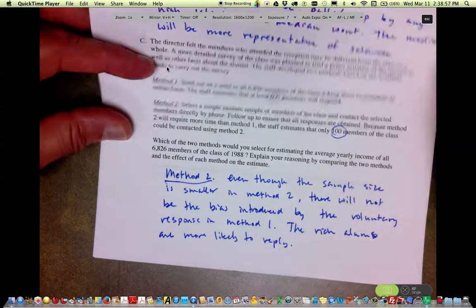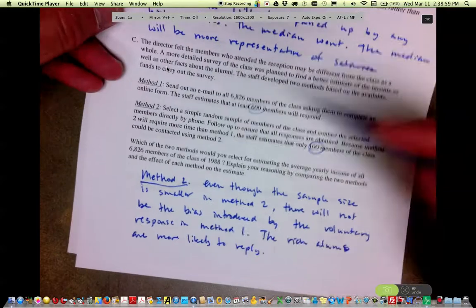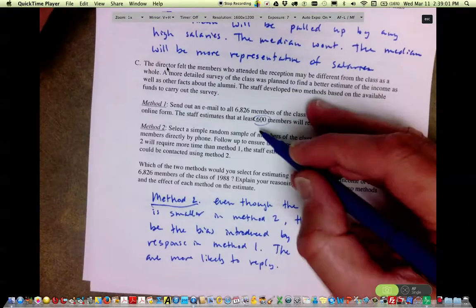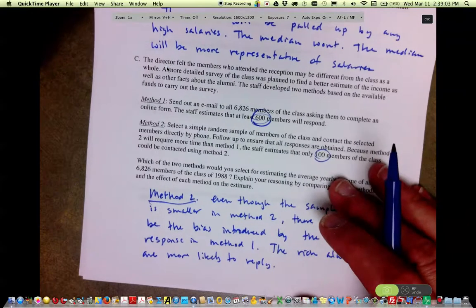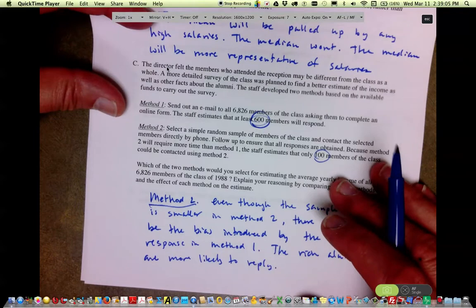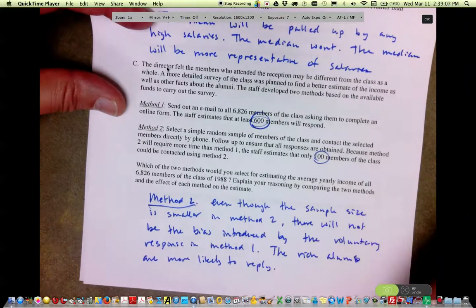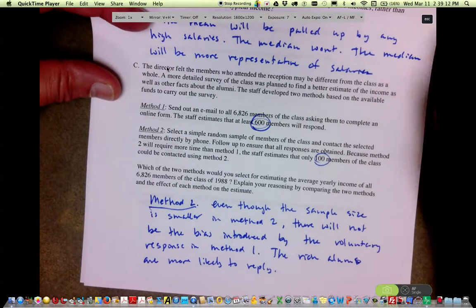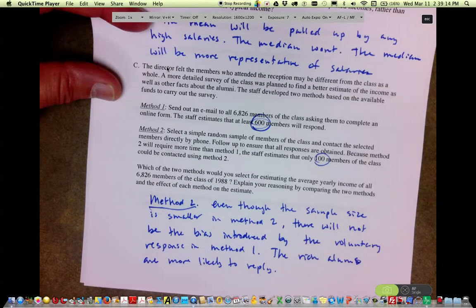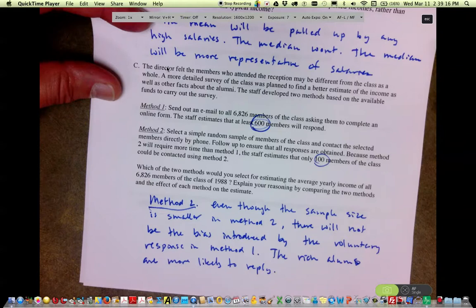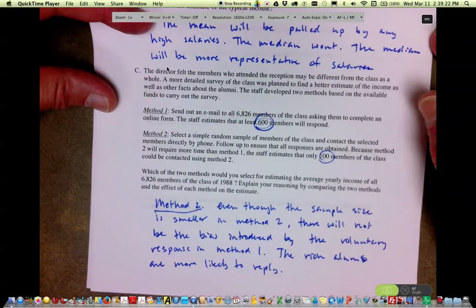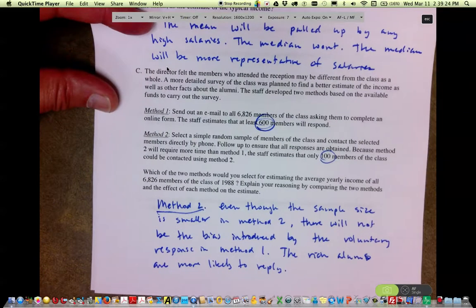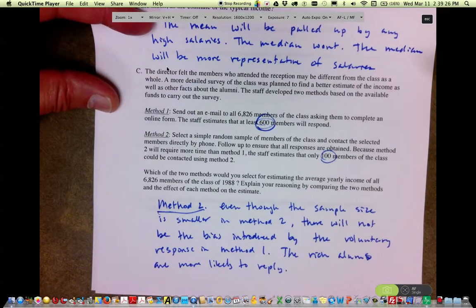All right, so I picked method two. Now there's a couple things with this. Number one, method one has a bigger sample size. They're expecting 600 instead of 100. But if you imagine, this is about 10% of the population, and if you're asking people about their salaries, who do you think is probably going to respond to that question? I think it's going to be the people that have been successful financially and are going to be more likely to respond to this. The people that have lower salaries, I think maybe they're not going to want to respond to this questionnaire.